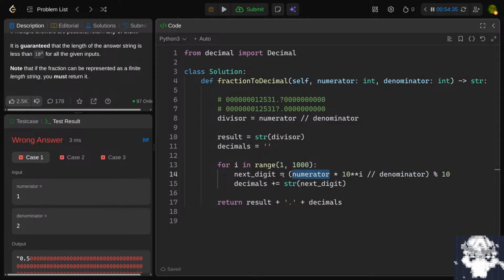So instead of doing this, it would be like times equals something, you know? So numerator, so we keep pushing stuff left of the decimal point. That's what this whole thing is doing.